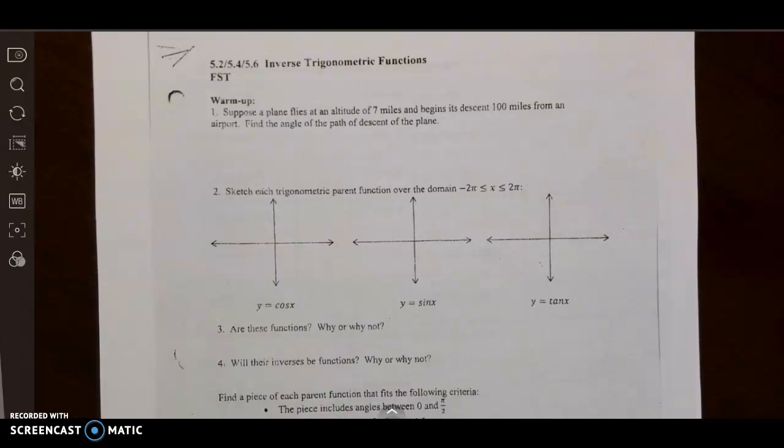This is going to be our lesson on inverse trig functions, but for the warm-up we're going to do a little bit of reviewing, and all of the review that we're going to do is going to be helpful in preparing us for the lesson, as well as just keeping things fresh in our mind for our test.